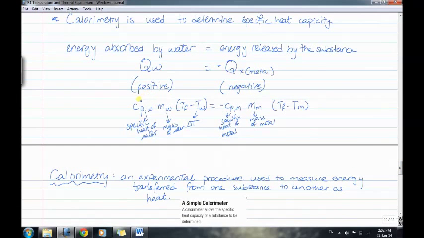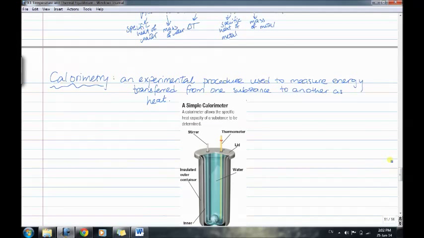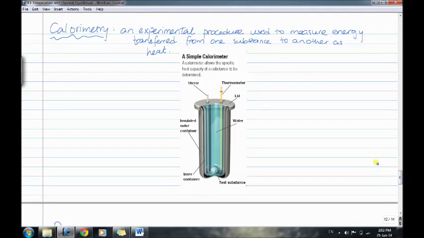So we have the specific heat of the water times the mass of the water times the temperature change, equals negative the specific heat of the metal times the mass of the metal, and then also the difference in the temperature. Now, calorimetry is an experimental procedure used to measure energy transferred from one substance to another as heat. So as you can see here, this is the calorimetry.